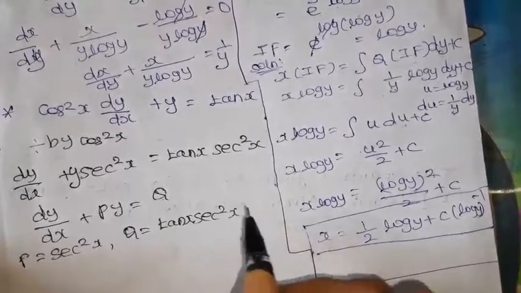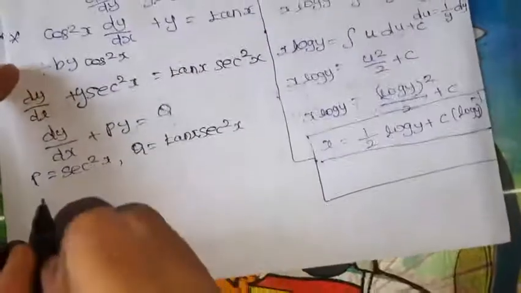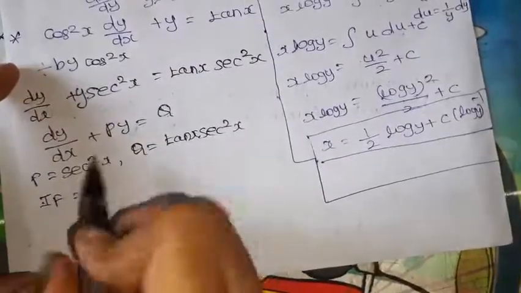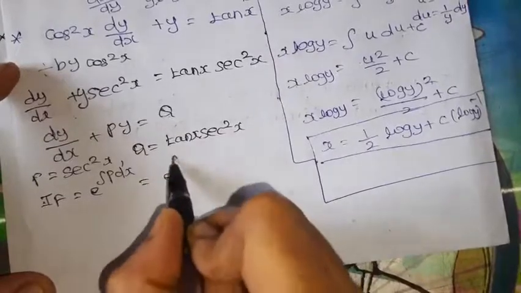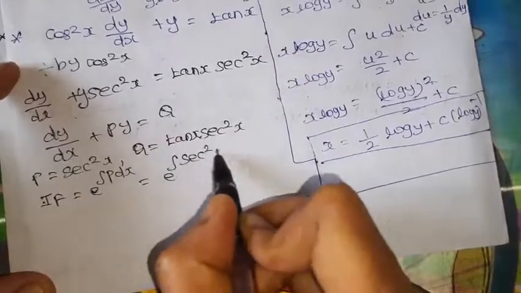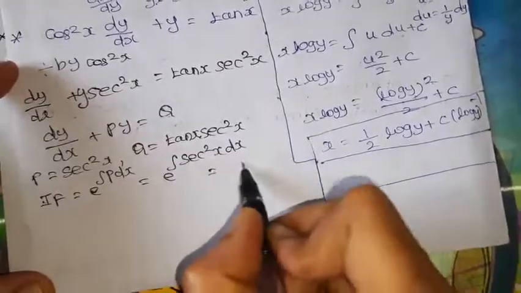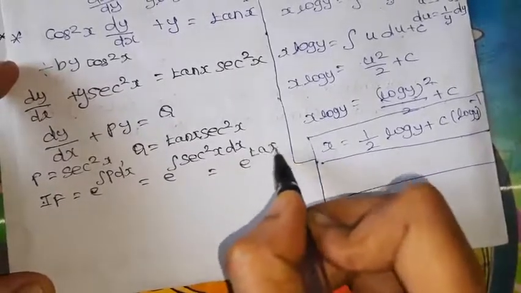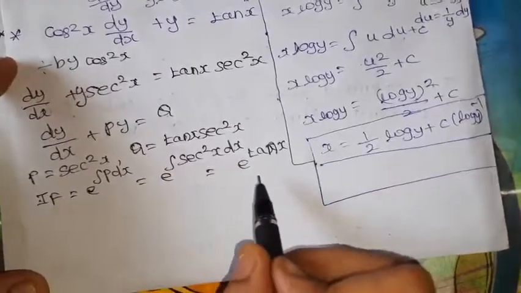First we need to find out the integrating factor. So how do we find the integrating factor? Integrating factor is equal to e power integral p dx. So e power integral of p, which is secant squared x dx. The integral of secant squared x dx is nothing but tan x. So the integrating factor is equal to e power tan x.